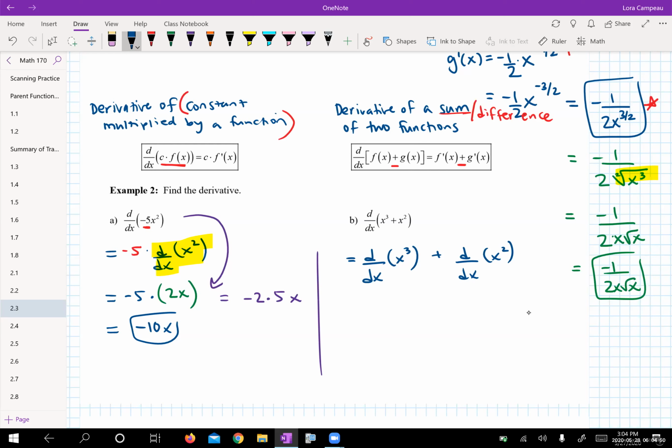And so then we would just calculate the derivatives using the properties that we already know and love or have been practicing. So this will be 3x squared, and then don't forget the plus sign. Derivative of x squared is 2x. And so now we have the derivative of the sum.